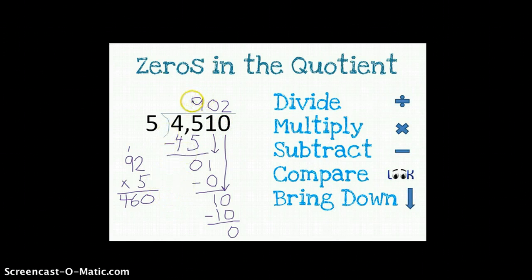Now let's try the answer that we got. We got 902. If we take 902 times 5, let's see what we get. This is a great way to check your work. 5 times 2 is 10. You're going to write down your 0. Carry your 1. 5 times 0 is 0, plus 1 is 1. And then 5 times 9 is 45. So I get 4,510, which is what I have right up here.